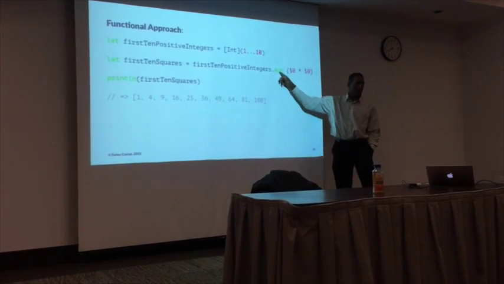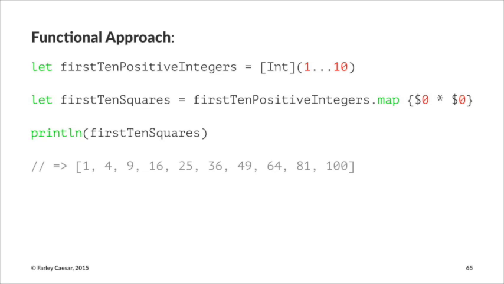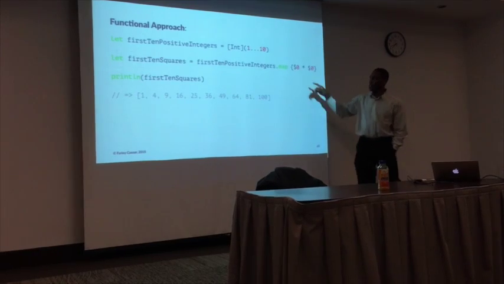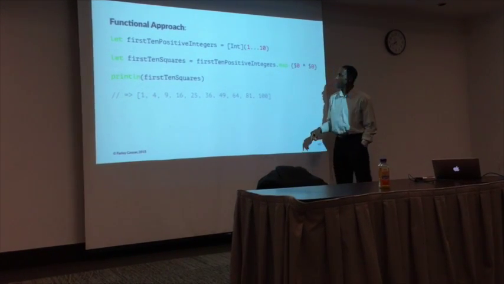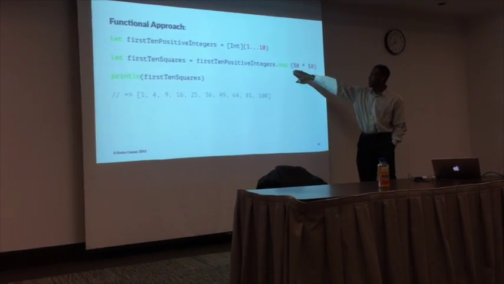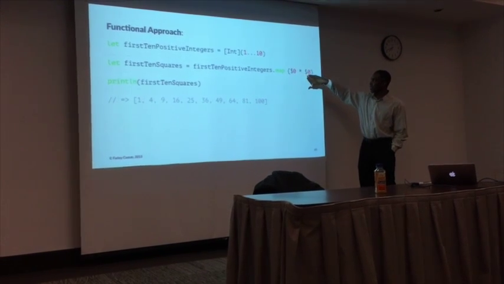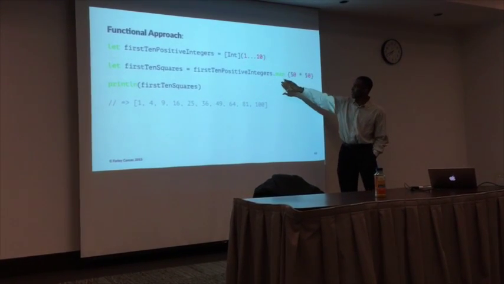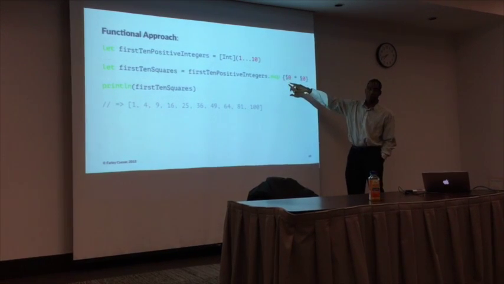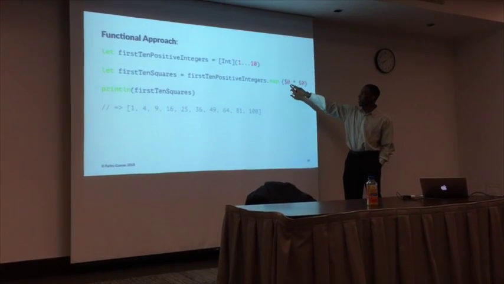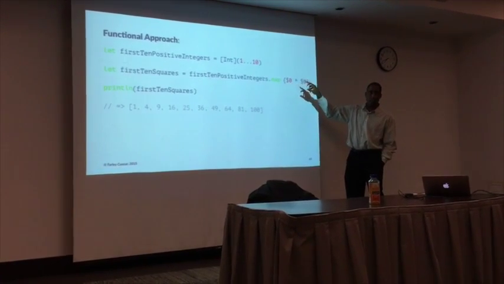This map function takes a collection, transforms it, and gives you a new collection. So this gives me a new immutable collection called first 10 squares. Now, hopefully you're familiar with this syntax, but what it's really doing is calling a method on array, and it takes a closure, and the closure takes an int and returns an int.